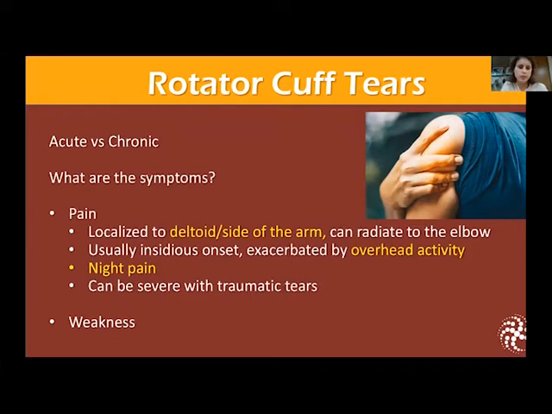a rotator cuff tear. In the case of acute tears, the pain can be quite severe after the injury, and you can have actual loss of function and weakness. But with more chronic tears, the pain is usually similar to impingement type of pain, where there's pain with overhead activity. So you'll see that there's a lot of overlap with the chronic rotator cuff tears and impingement.